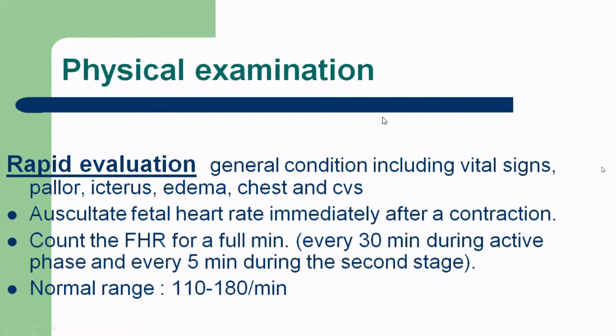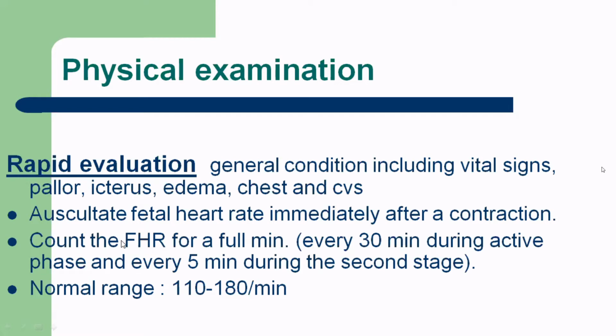And you have to do physical examination. When the patient is in labor, she is in pain, you cannot do a detailed examination as soon as she arrives. So for this, you have to do a rapid general evaluation, including vital signs. You have to look at the pallor, icterus, pedal edema, and you have to quickly auscultate the chest and cardiovascular system. And you have to auscultate the fetal heart rate immediately after contraction. This is rapid evaluation when the patient is in real pain.